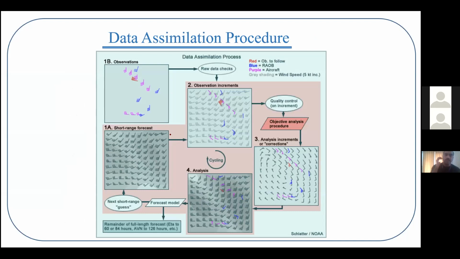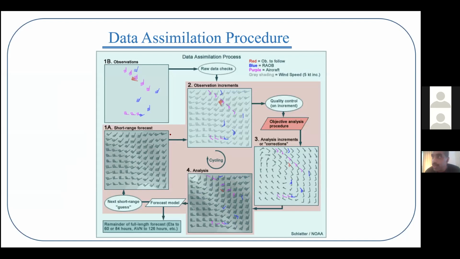So we have observations from different sources, as I mentioned before. Some raw data checks are done. Then observational increments are calculated. Another piece of information comes from a short range forecast, which is basically the initial condition, and that has been provided. So after quality control, objective analysis is done. Objective analysis is nothing but data assimilation, in which the initial conditions are corrected and a new initial condition is generated, which is supposed to be the best.